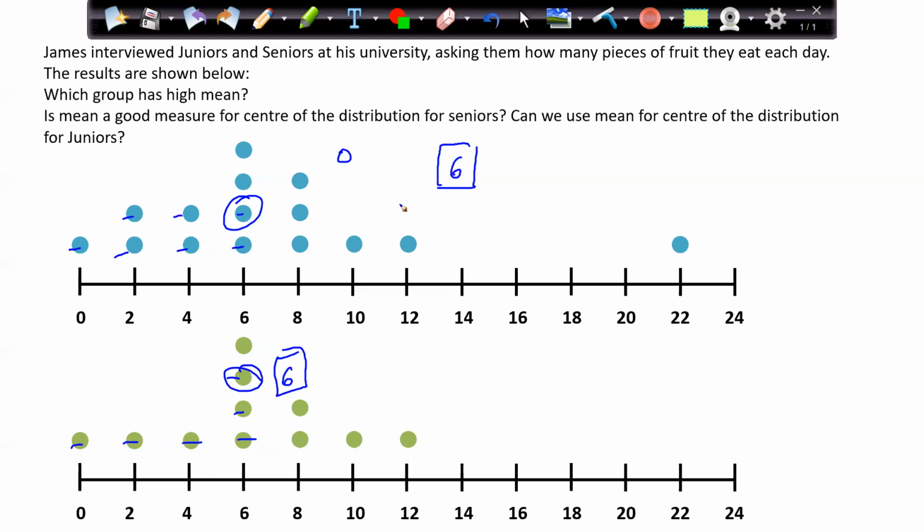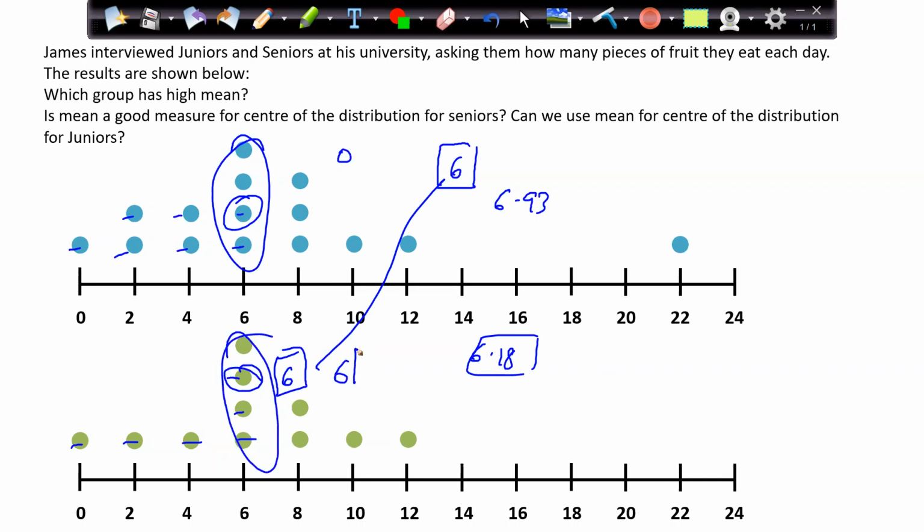So you can see that the median of both data sets is the same, but the mean here is 6.93 and here it was 6.18. There is a difference. In fact, the mode is also the same. I have 4 entries here, 4 entries here, so the mode is also 6. But you can see that the mean is fluctuating because of the outliers.